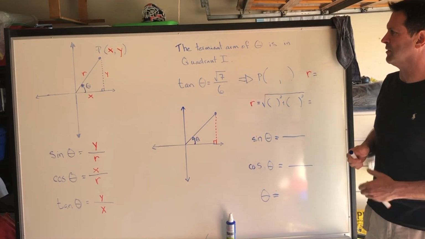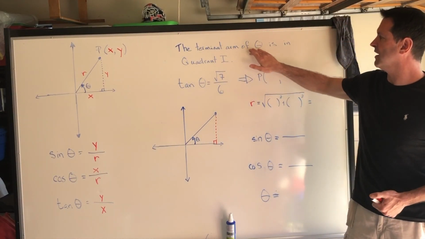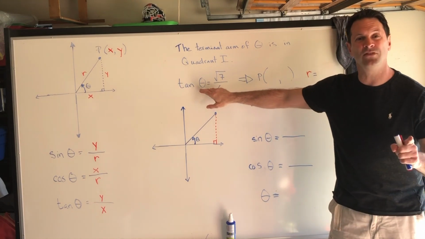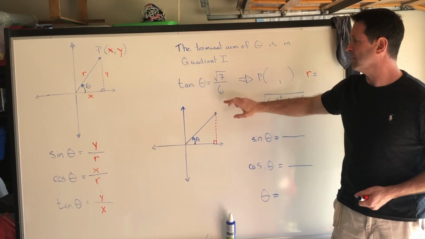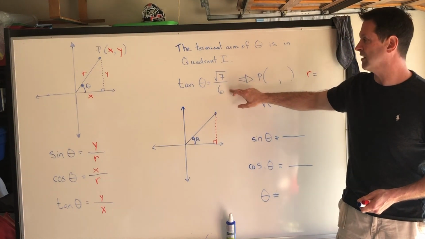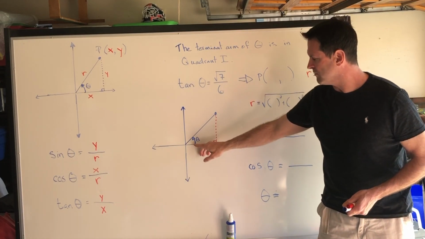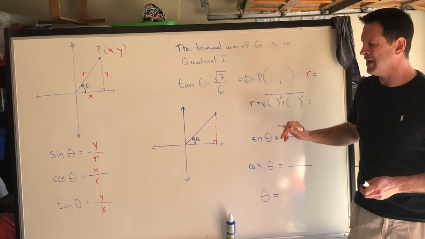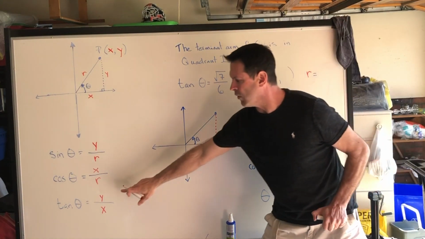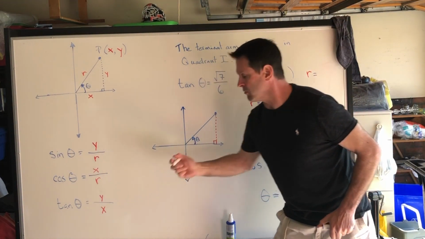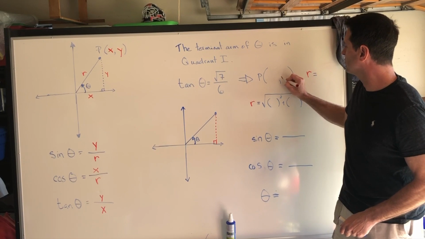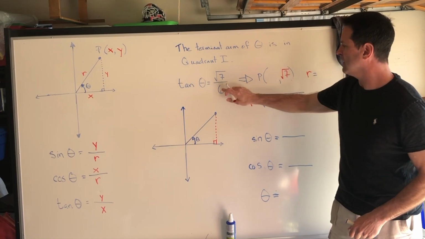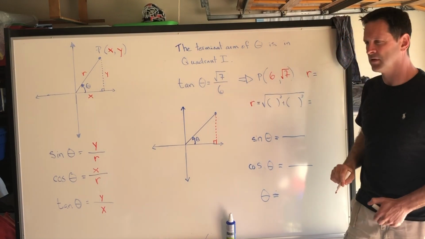Okay, here's another example. The terminal arm of theta is in quadrant 1. We'll give you the tangent value this time: the square root of 7 over 6. We want to find this angle in standard position here. Well, tangent gives us the y-coordinate of point P over the x-coordinate of point P. So the y-coordinate is root 7, and the x-coordinate is 6.